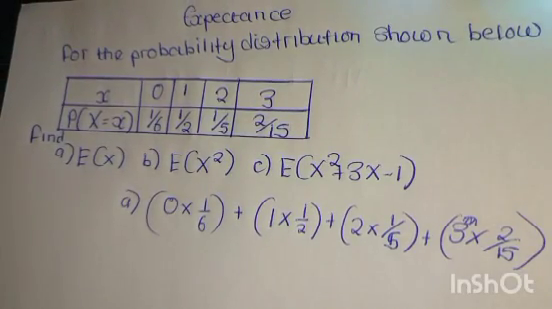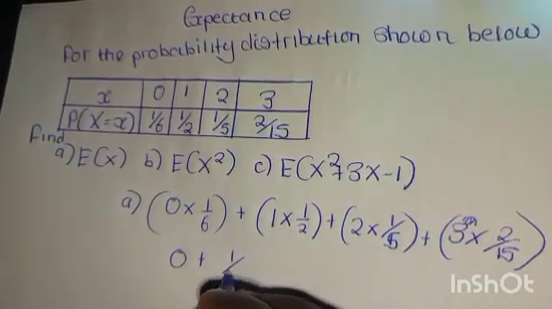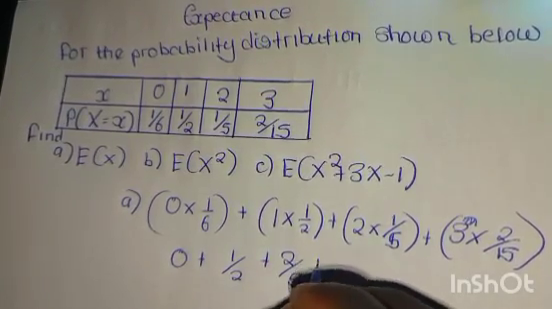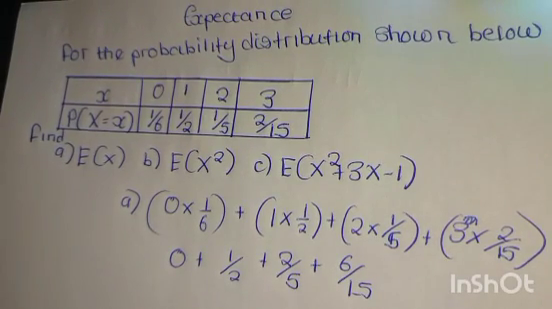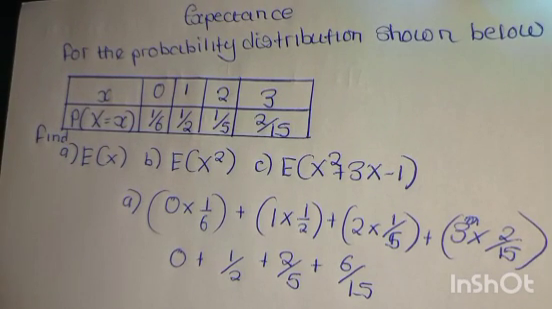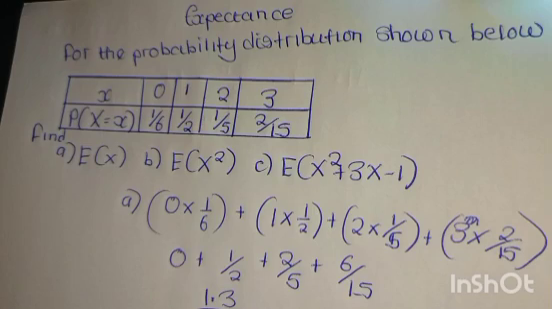Then having done this, you just multiply 0 times everything, still 0, plus 1 times this, still 1 over 2, plus 2 times 1 over 5 is 2 over 5, plus 3 times 2 is 6 over 15. Then you get your calculator and add together 0 plus 1 over 2, which is the same as 0.5, plus 2 over 5, which is the same as 0.4, plus 6 over 15, giving us 1.3. So 1.3 is our expectation.